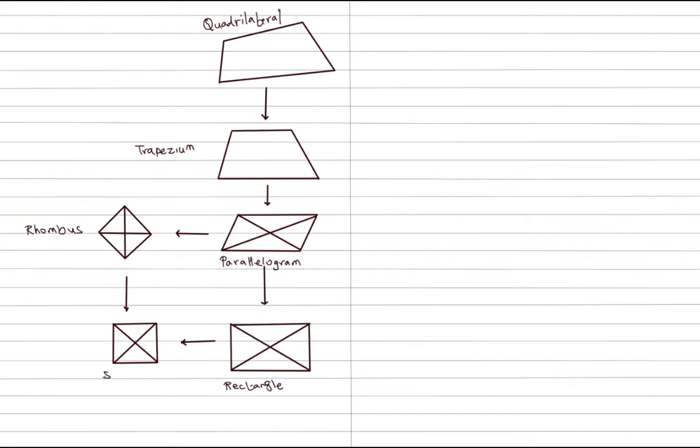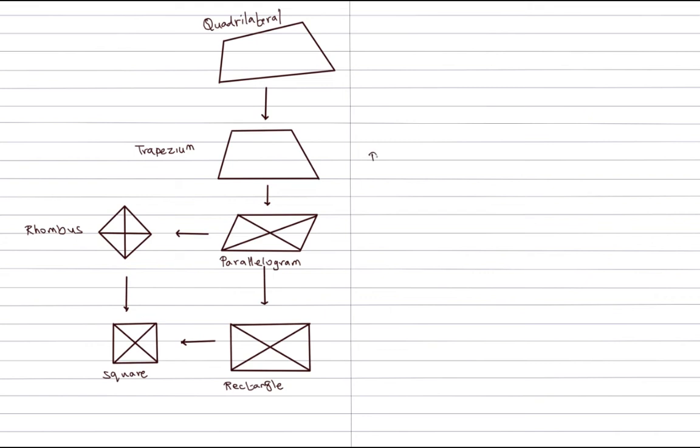A square is a special type of rectangle in which the angle between the adjacent sides is 90 degrees. The opposite sides are equal and parallel. It is also a rhombus because all sides are equal. It is a special type of rhombus in which the angle between the adjacent sides is 90 degrees.